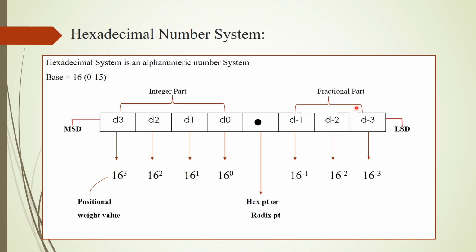In the fractional part also, it is the same: 16 raised to minus 1 for D minus 1, 16 raised to minus 2 for D minus 2 and 16 raised to minus 3 for D minus 3. And this is the positional weight value. Positional value is the product of the individual digit and the weight value.